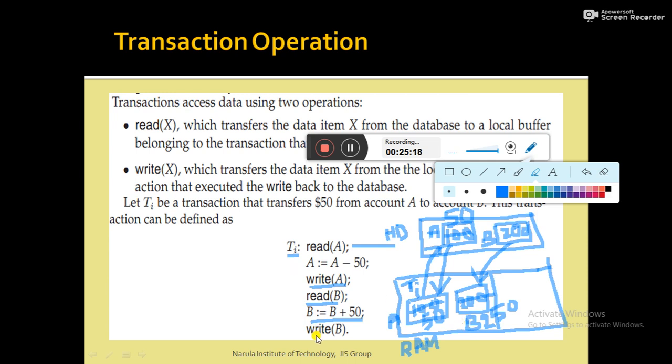And then whatever the updation has been done, that needs to be updated on the actual data item B in the hard disk. So write B. Write B means the updated value of B is written back to the B in the hard disk. So it was 200, now it becomes 250. So this becomes 250.